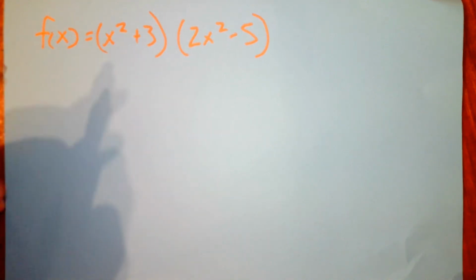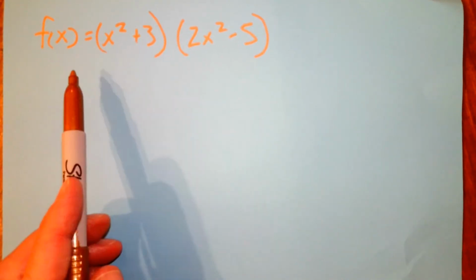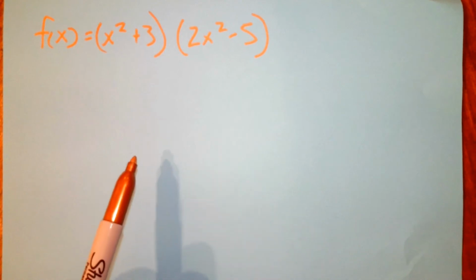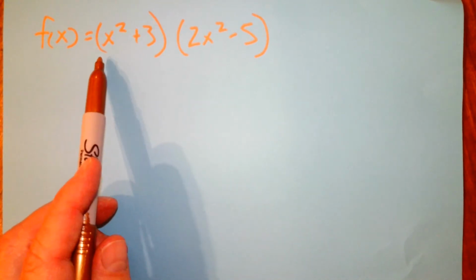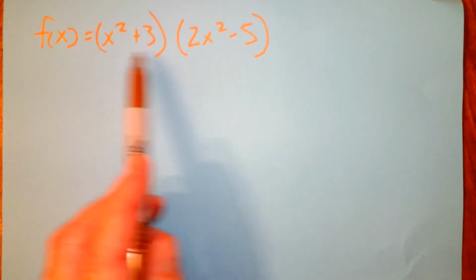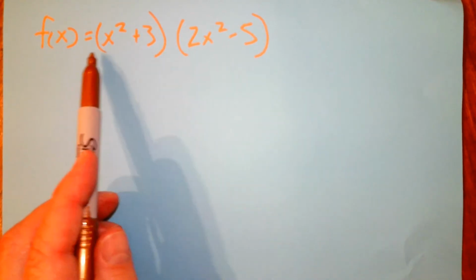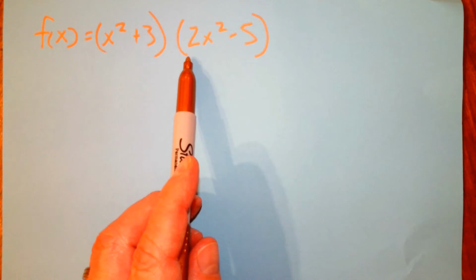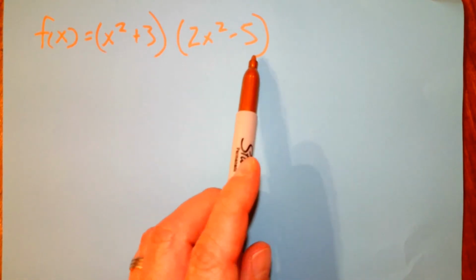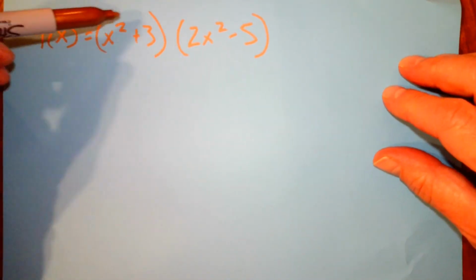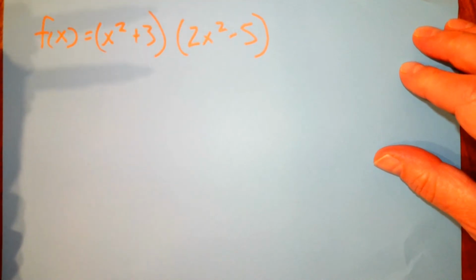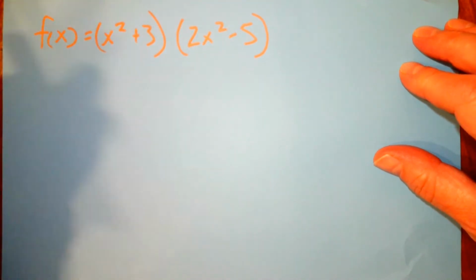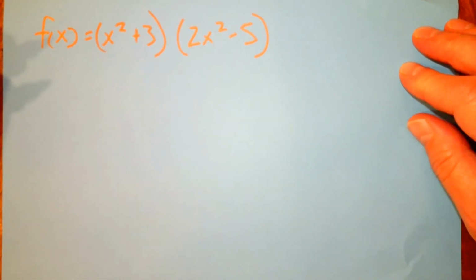Hi Calculus, we are going to take the derivative of this function using the product rule, and notice we have two kind of binomial terms here, each with a variable. So we've got this x squared plus 3, that quantity times this quantity, 2x squared minus 5. And since each of these terms has a variable, that tells us it's probably a product rule situation. Doesn't have to be, there are other ways to do it, but let's do it with the product rule this time.